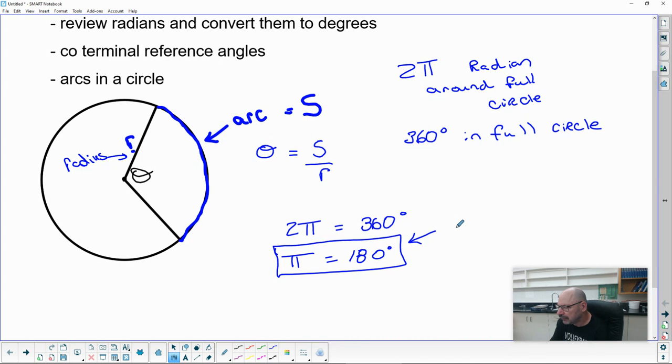So this means pi radians equals 180 degrees. And that's the relationship we use for conversions. So now we're going to look at, in Pre-Cal 30, something called exact conversions using fractions and radicals, and not inexact conversions, which would be decimals. Okay? So the first one we're going to look at is doing exact conversions.